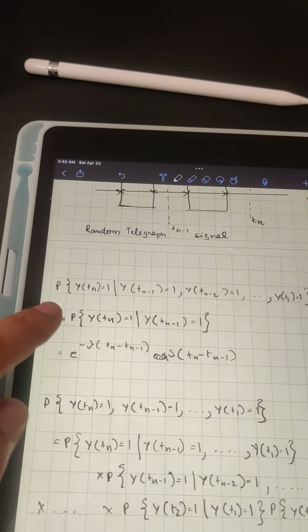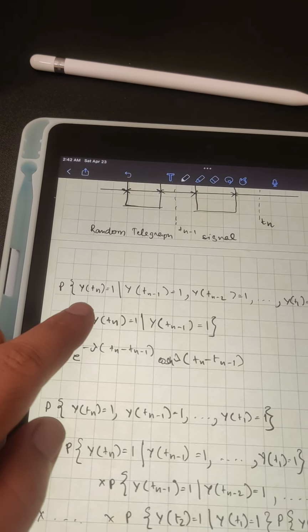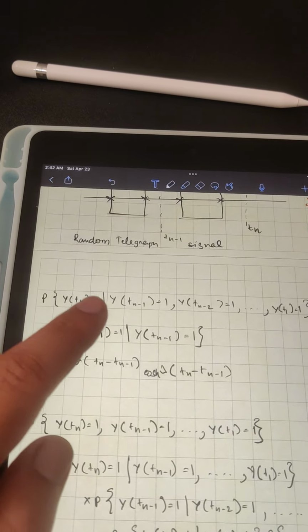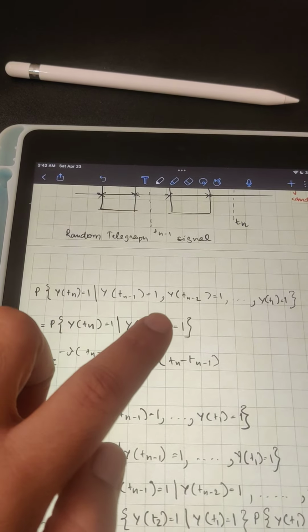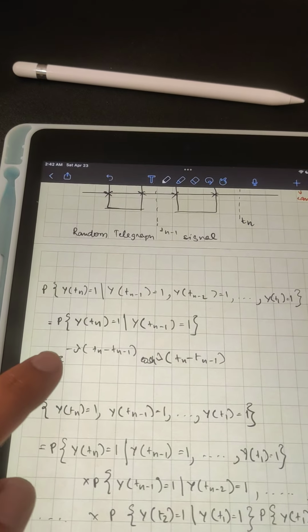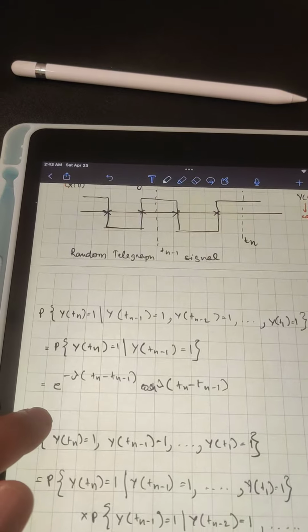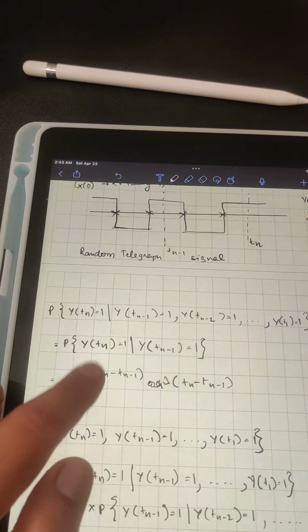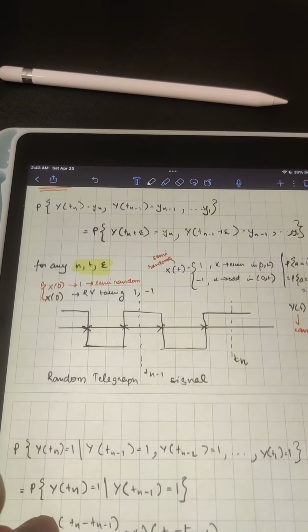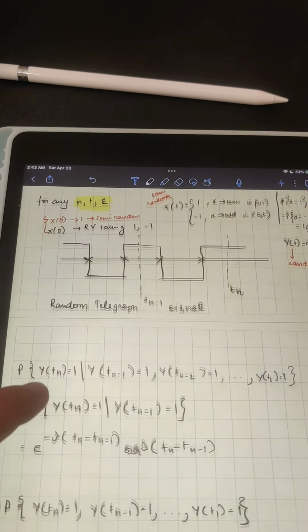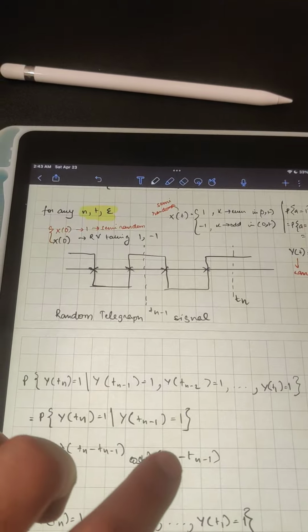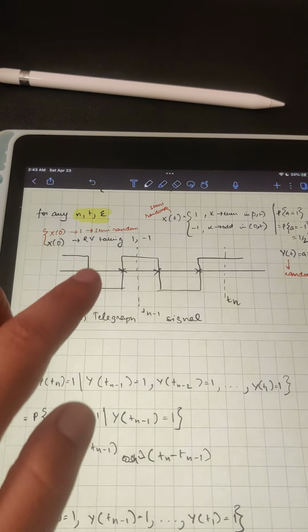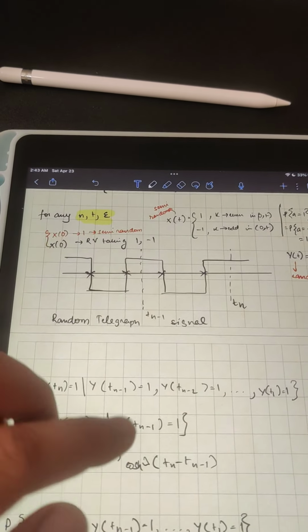So as you can see here, the probability of Y(tn) equal to 1 given Y(tn minus 1) equal to 1, dot dot dot, all these, and then we can write it as this, because it's a random telegraph signal. It only depends on the previous one. So if you know the previous one is equal to 1, it only depends on that.